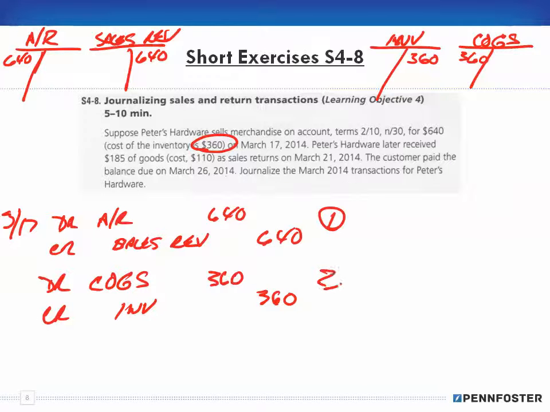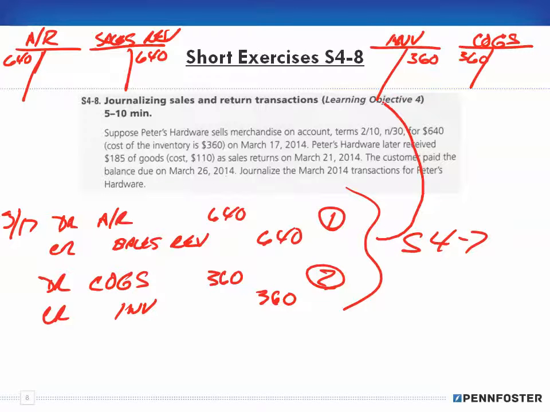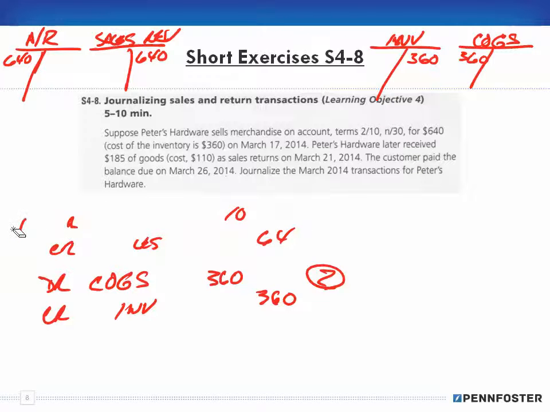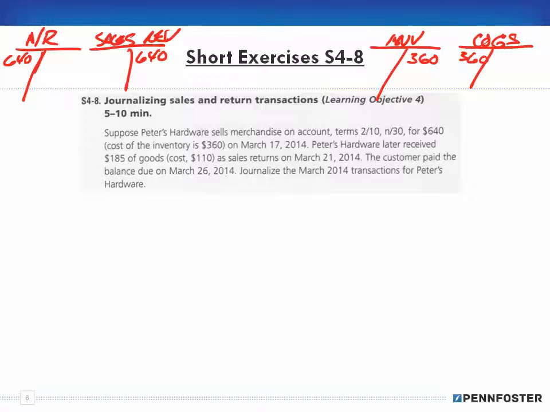And if you didn't understand what I just did with these two entries, like I said, go back to problem S4-7 and watch that video that has the explanation for why I did what I did. Okay, so I use these T accounts to show, I put them in. These T accounts represent my posting of this journal entry to the ledger accounts, right? So I'm going to erase all of this. I don't need it anymore because the information is in my T accounts, in my general ledger accounts.